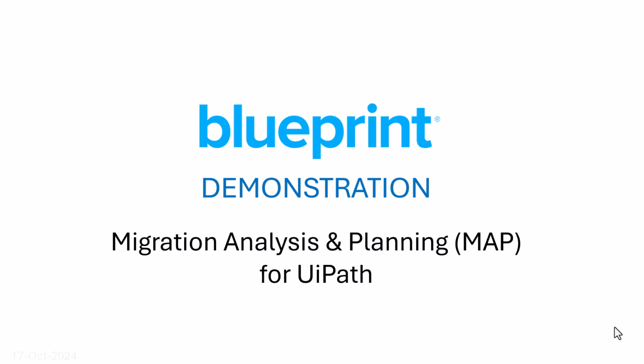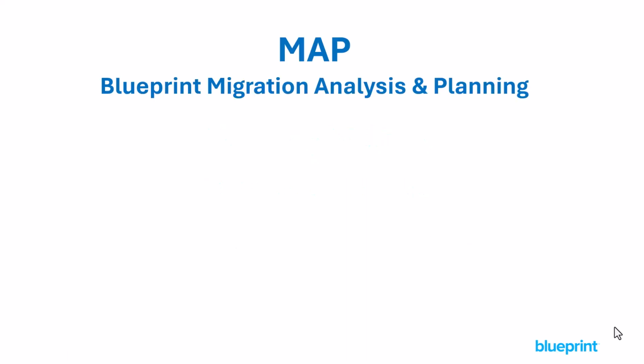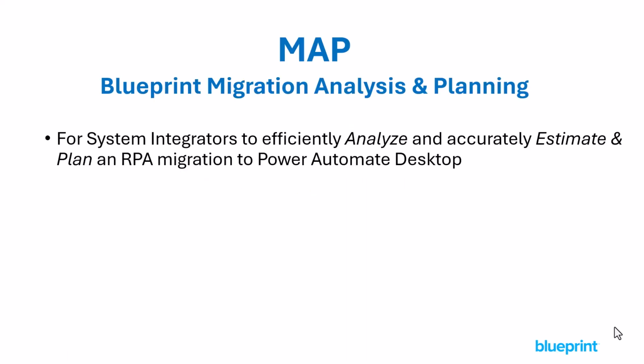Welcome to this video demonstration of Blueprint's Migration Analysis and Planning, or MAP, product for UiPath. This product is for system integrators to efficiently analyze and accurately estimate and plan an RPA migration to Power Automate Desktop. It, of course, could be used by companies themselves who are doing their own migrations.